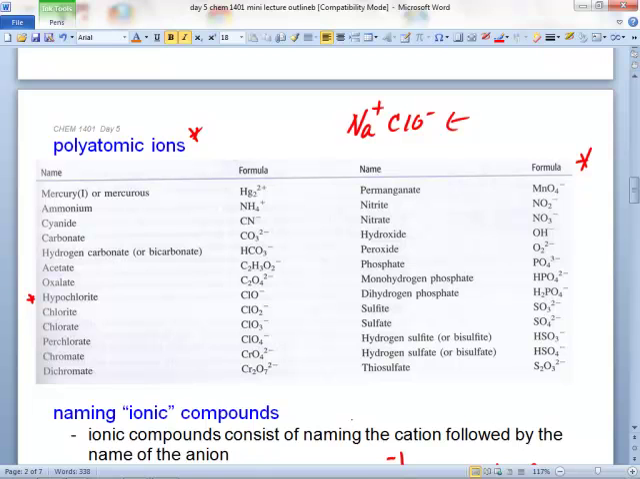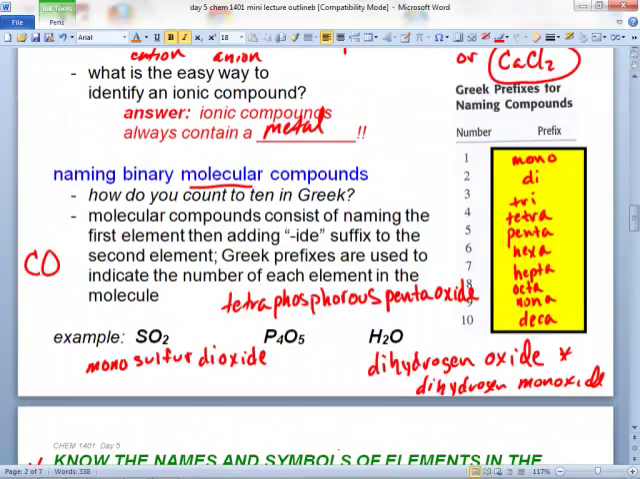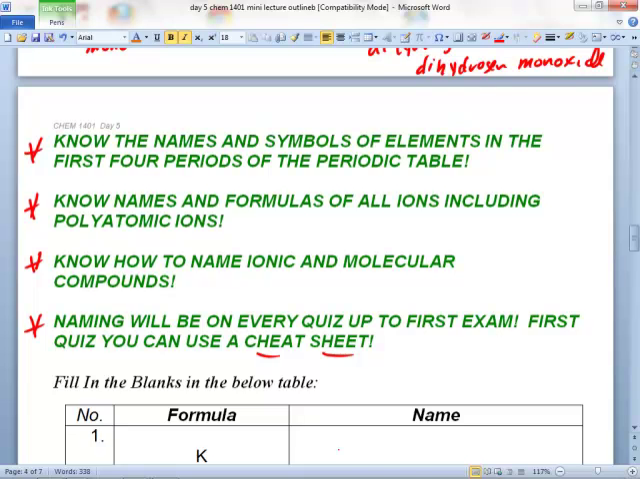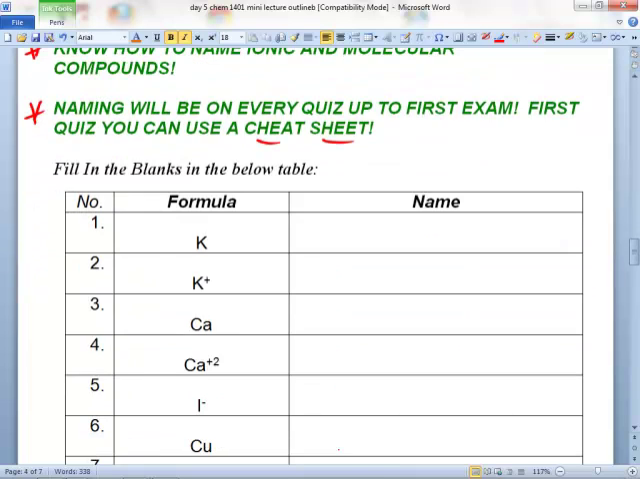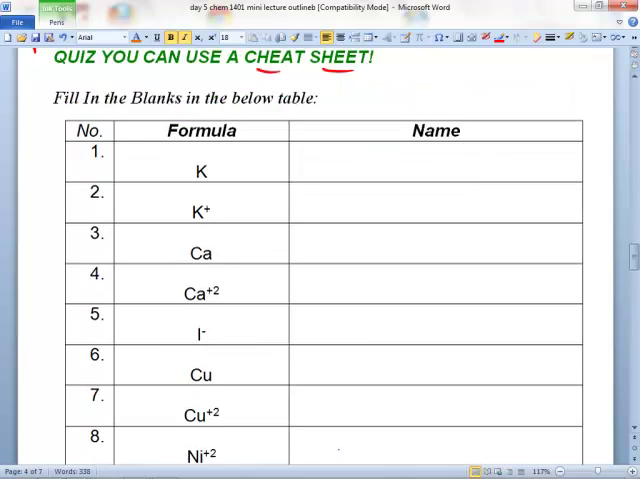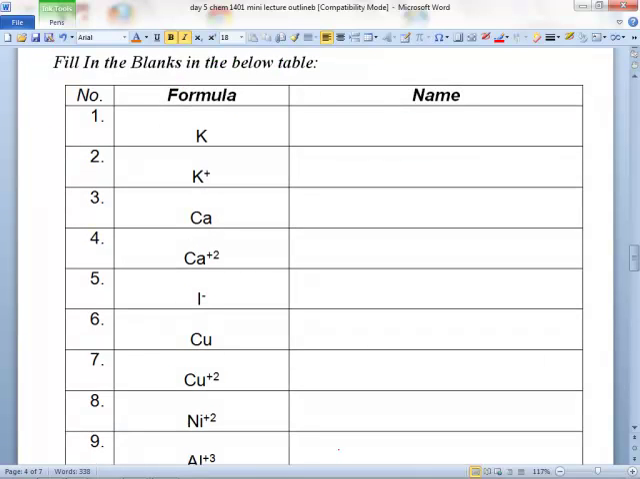Now, if you have the flashcards, the ones you don't know, don't throw them out. Keep them in that pile. You get to know them even better. Okay? So that first one we can use a cheat sheet on. So let's play around with this some. We want to name whatever is written in this column. We want to give the name of it.